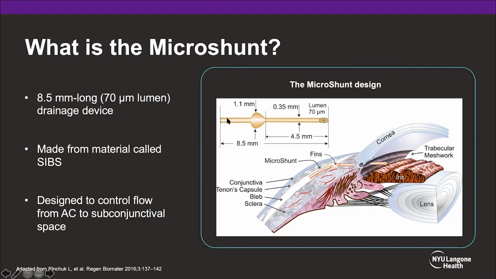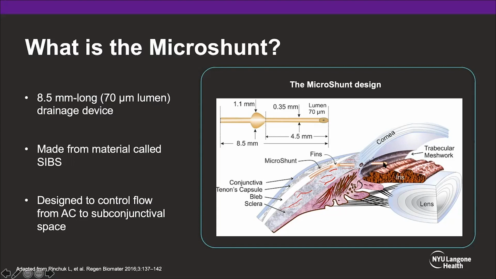This is what it looks like. It has this long center cylindrical shunt. It has these fins here, which are going to sit in the sclera and prevent migration. So essentially, this is a tube without an end plate. Here are some more of the specifications in terms of the size. And you see here what it looks like.